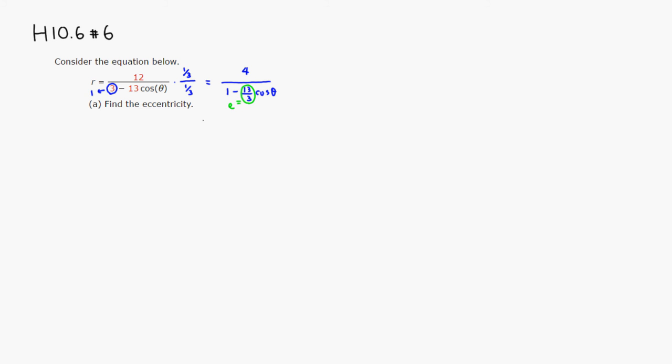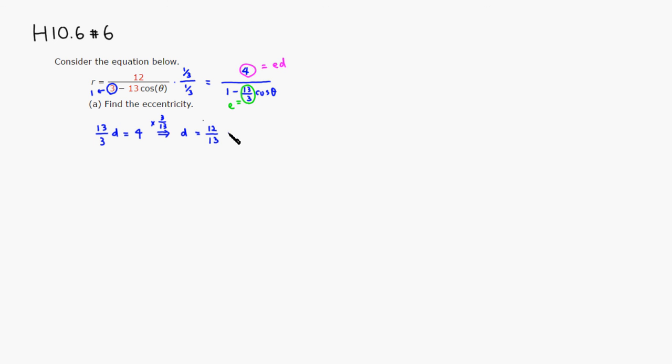To find that, we have to find the d value. Remember that the numerator here is e times d, which has to be equal to 4. So e, we just found, is 13 over 3, and times d has to be equal to 4. We just have to solve for d. We're going to multiply by the reciprocal of 13 over 3, which is 3 over 13. That gives us d, because the 3 cancels out, the 13 cancels out, and 4 times 3 over 13 is 12 over 13.